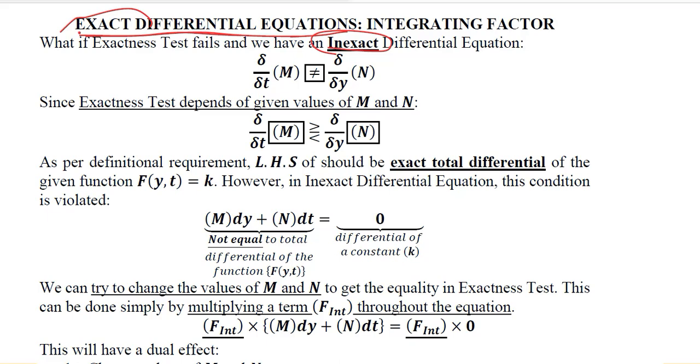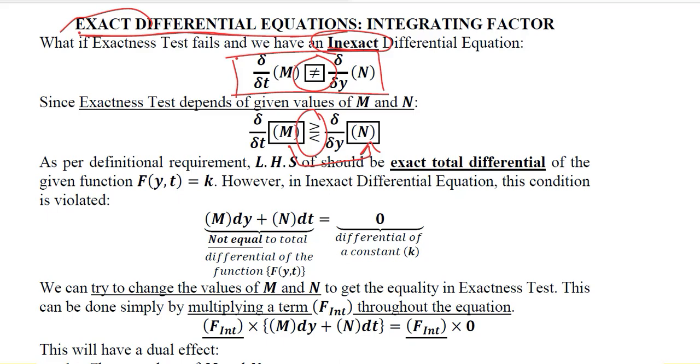The condition of the exactness test is this, but in this case it will not hold, that is, it will not be equal on both sides. So the thing that we can learn from this test is that M and N are the values that determine whether they will be equal or not, greater, equal, or less. So it revolves around the values of M and N.